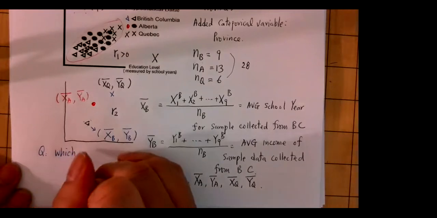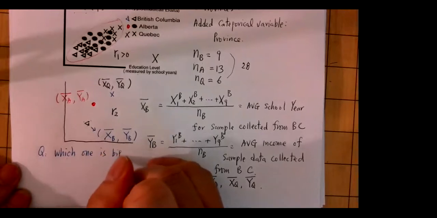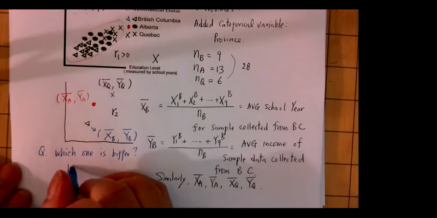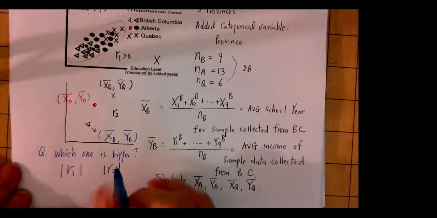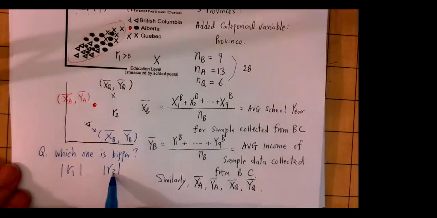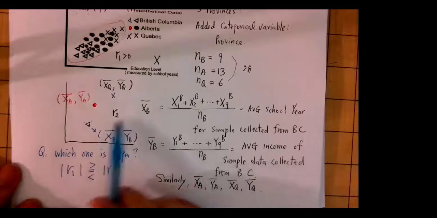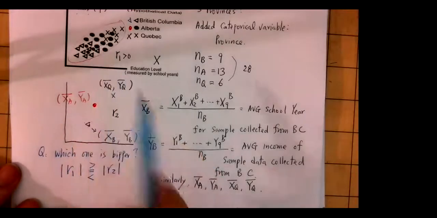And the question is, which one is bigger? R1 absolute value or R2 absolute value? Remember, when we put absolute value, we are comparing their strengths. How strong is the linear association? Which one is stronger? This is stronger or this is stronger? Can you tell from the picture?